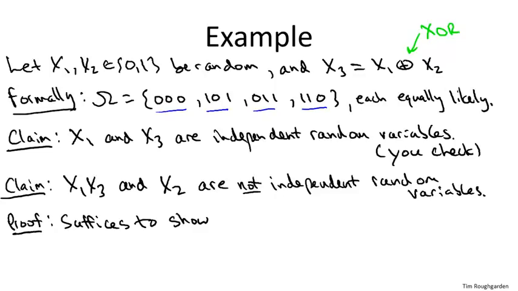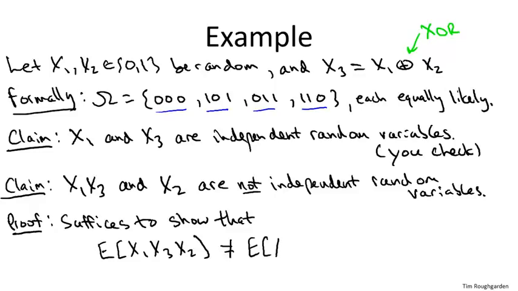So the expectation of the product of these two random variables is just the expected value of the product of all three. And then on the other side, we look at the product of the expected value of x1 times x3 and the expected value of x2. So let's start with the expected value of x2. That's pretty easy to see. That is 0 half the time, and that is 1 half the time. So the expected value of x2 is going to be 1 half.